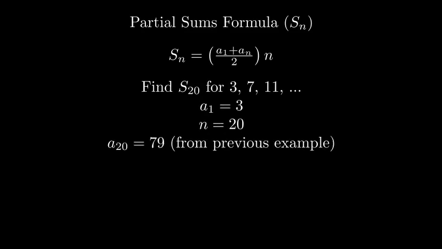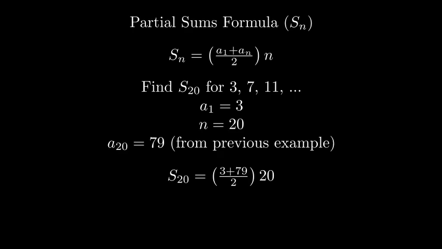We want to find S sub 20. We know the first term, a sub 1, is 3. The number of terms, n, is 20. And from our last calculation, we know the 20th term, a sub 20, is 79. Now we substitute these values into the partial sum formula.